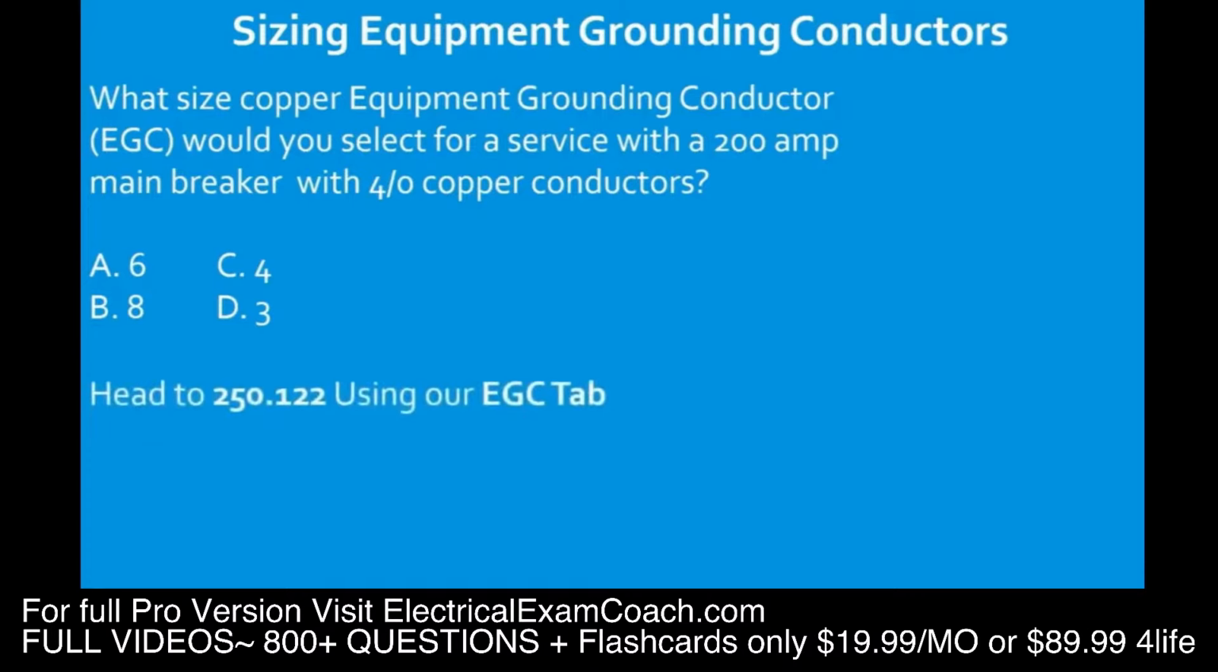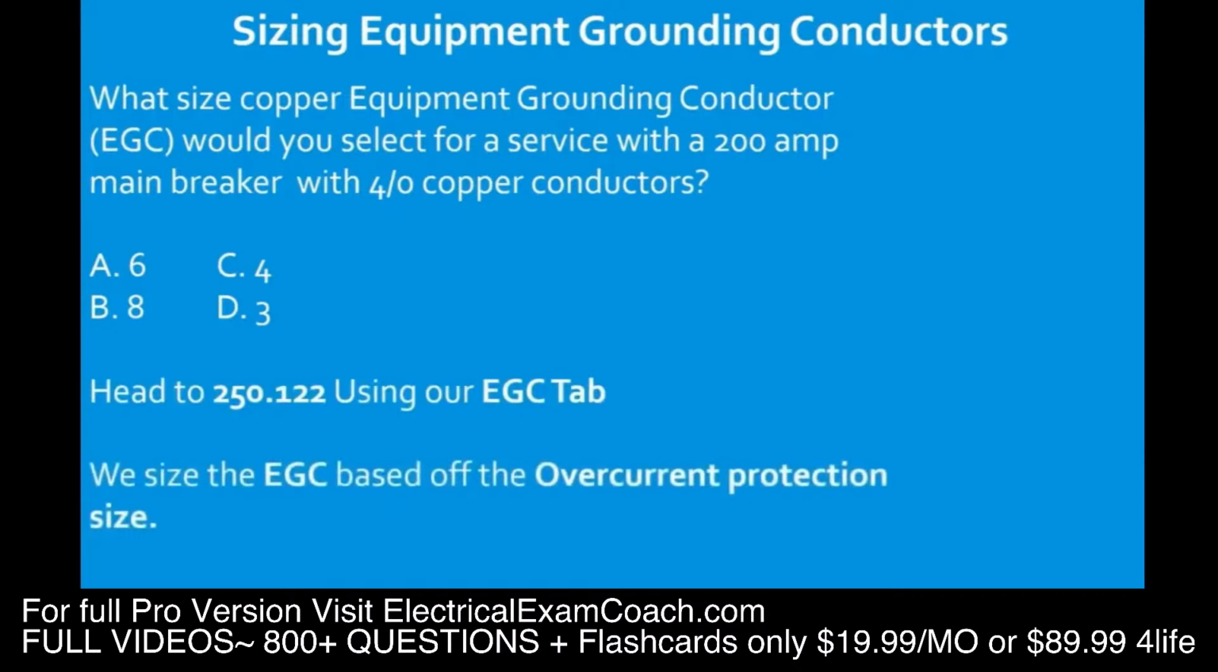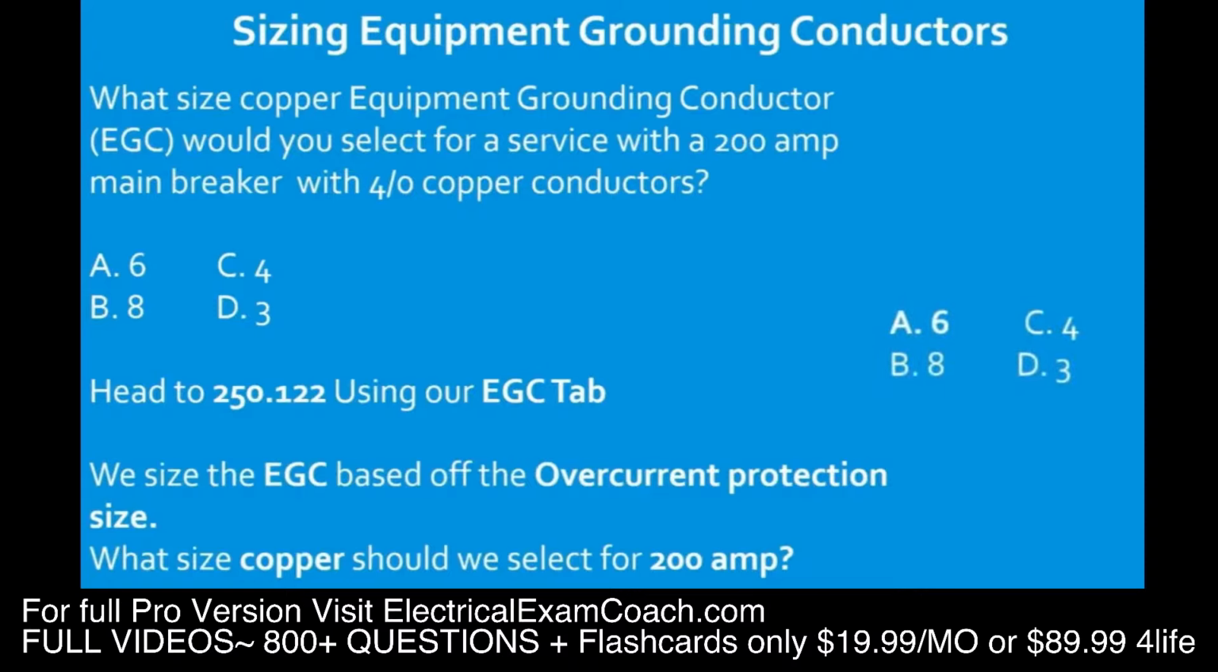So we head to Table 250.122 using our EGC tab. We always size our EGC based off the overcurrent protective device size. So in this case, what should we use for a copper at 200 amps? When we slide over, being sure to select from the copper side, we're going to select A.